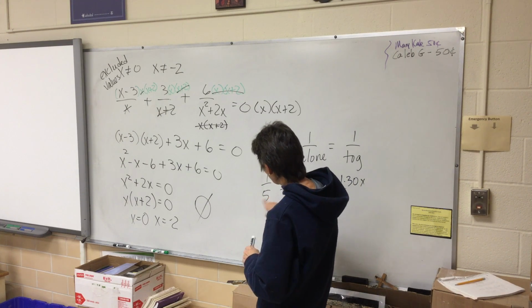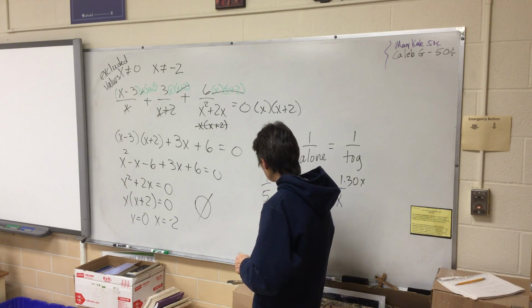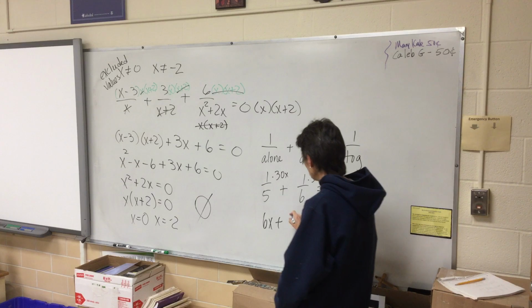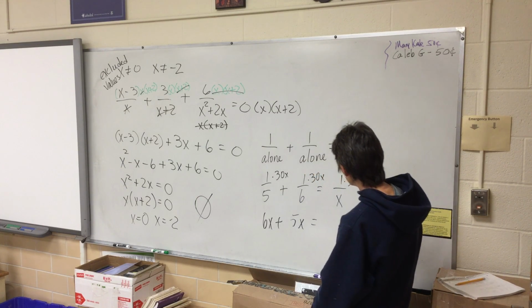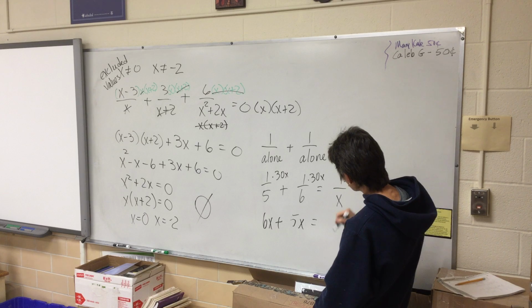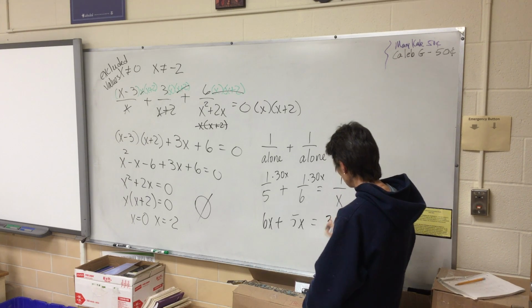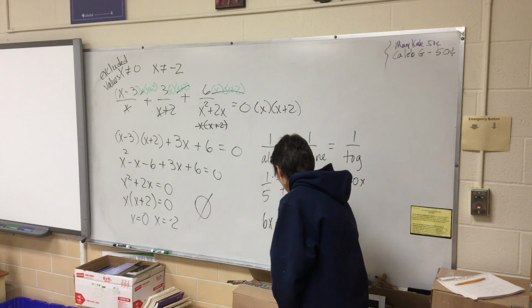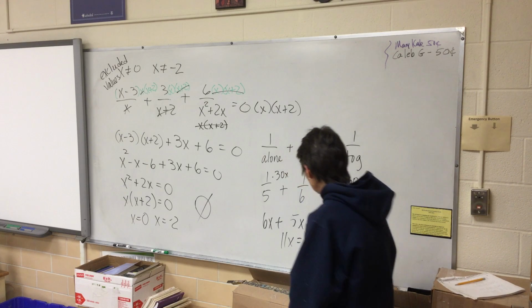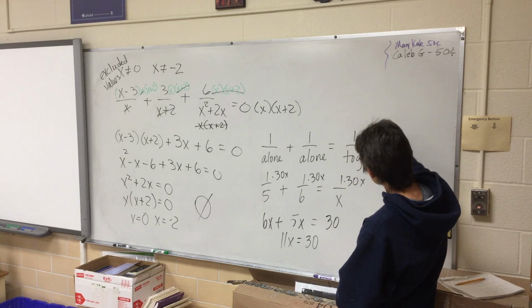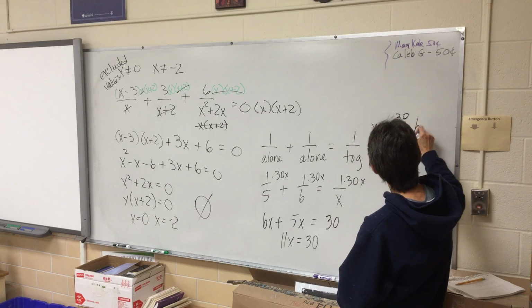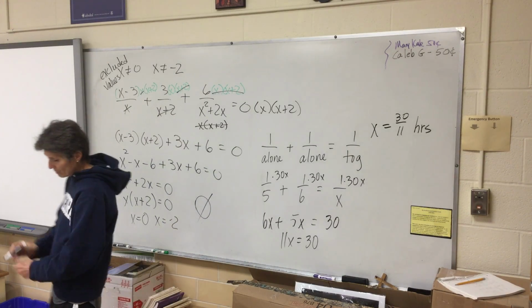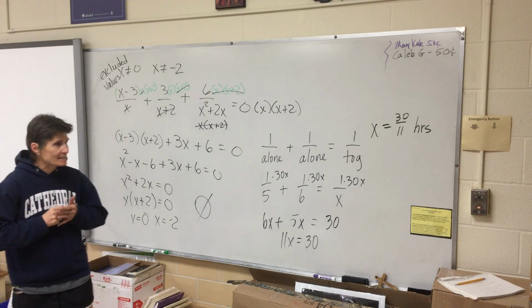Will a 30 cancel out of 5? Yep, and leave you with 6x. Will a 30 cancel out of 6? Yep, and leave you with 5x. Will a 30x cancel out an x? Yep, and leave you with 30. So 11x equals 30. And the answer is 30/11 hours. So if they work together, it will take them 30/11 hours.